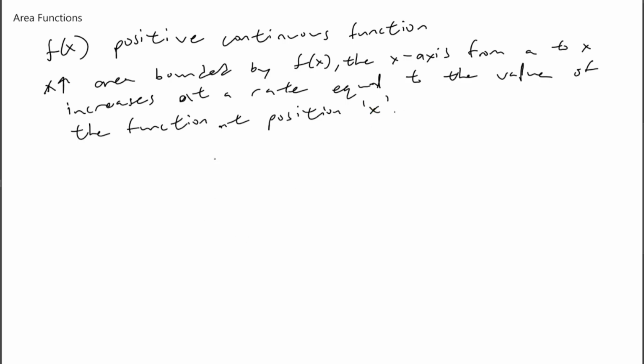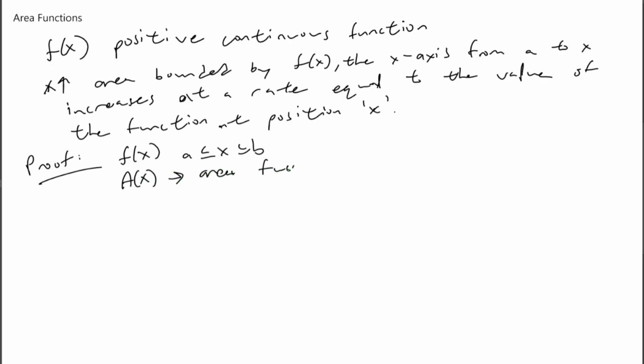All right, so how do we prove this? Let's let f of x be some positive continuous function between a and b. And let's let A of x be the area function. So A of x denotes the area function on this interval.